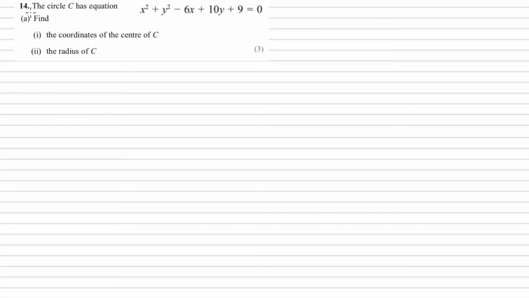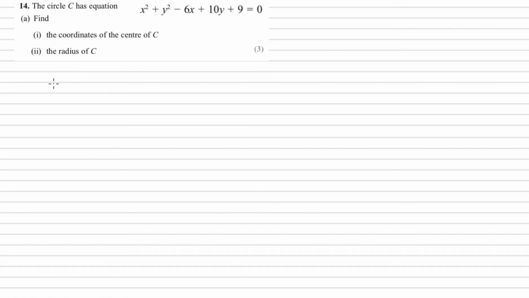Hi. So for question 14, we're told the circle C has the following equation. And for part A, we've been asked to find the coordinates of the center of C and the radius of C for 3 marks. Okay, so we'll most likely get 1 mark for working out, 1 mark for stating the coordinates, and 1 mark for stating the radius.